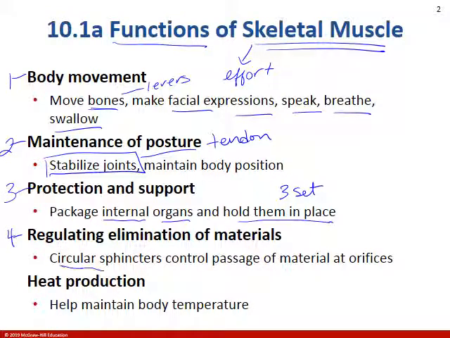4, we do have sphincters. So we have circular muscles that control the passage of material from inside the body to outside the body. So these sphincters are controlled by skeletal muscle. We have some sphincters that are controlled by smooth muscle. Then we have heat production. So skeletal muscles, in order to contract, are generating heat. And that heat is what helps you maintain your body temperature.